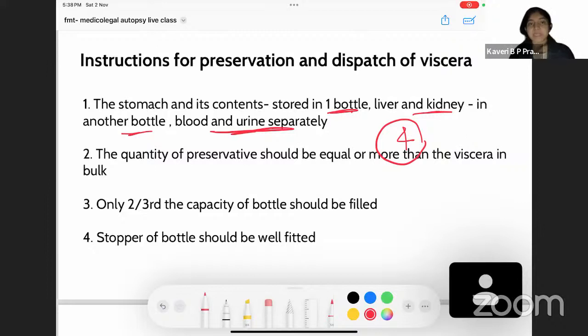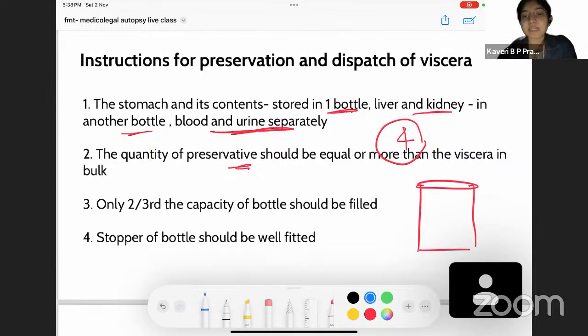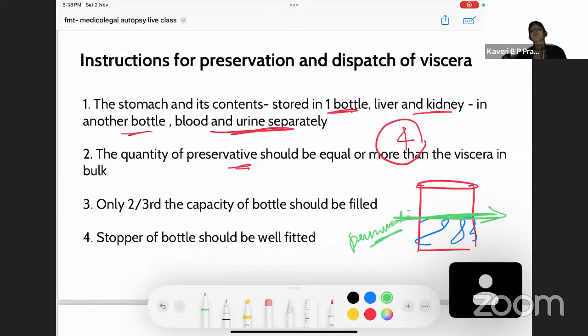Okay, so you preserve it separately. And then liver and kidney together in one bottle, urine separately, and blood separately. Okay. The quantity of preservative should be equal or more than the viscera. So, for example, if this is a container and whatever viscera that you have put is this much, the preservative that you add should also be towards this level. It should not be less than the level. It should be the same as how much you have taken the viscera or more than that.